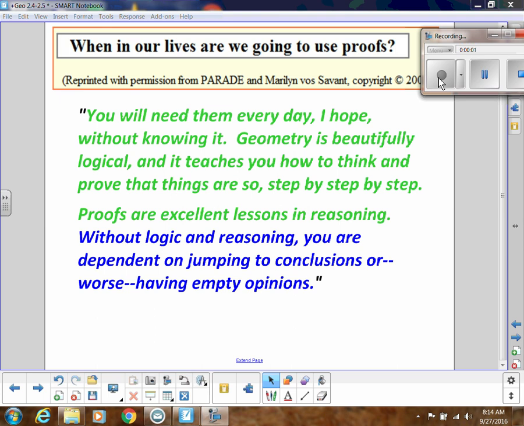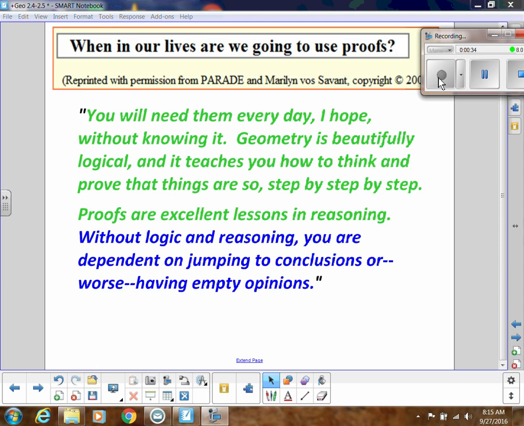All right, so we're starting this next unit on angles and lines. And within this unit, we will be learning some new theorems about angles and lines, but we will also be starting to do proofs. And this is actually a question that was asked of a writer, Marilyn vos Savant, and she has a high IQ and she does lots of puzzles in the Parade magazine. I don't know if you've ever read that, but this is her response to someone asking her, when in our lives are we going to use proofs?